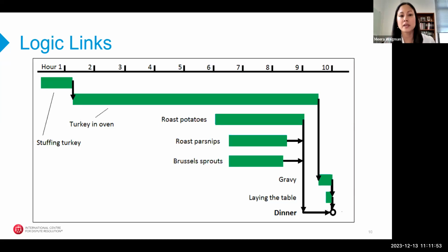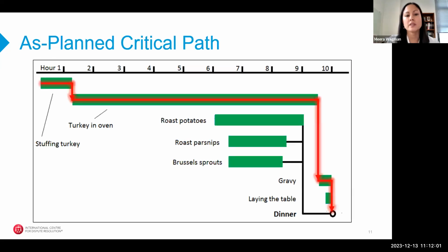We're going to have turkey, potatoes, parsnips, Brussels sprouts, and then at the very end, heat up the gravy, set the table, and have dinner by hour 10. The arrows in black signify the sequence of how all of these dishes need to be cooked in order to be able to serve a hot dinner all at once at hour 10.